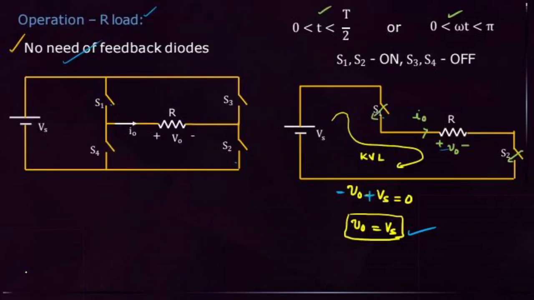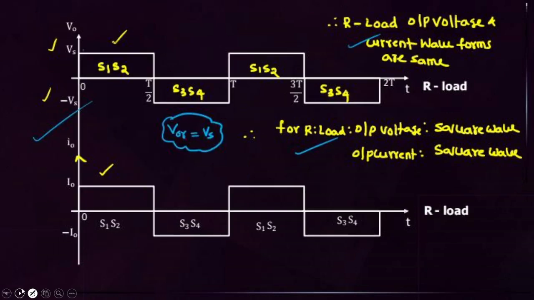Remaining points as it is. But in the case of a half bridge inverter, the output voltage is Vs by 2. But here the output voltage equal to Vs we can get. Half bridge inverter, Vs by 2, here Vs. That's the reason why half bridge inverter efficiency is 50%. But here it is 100%.